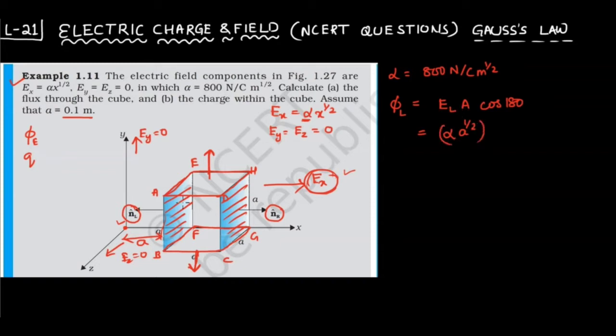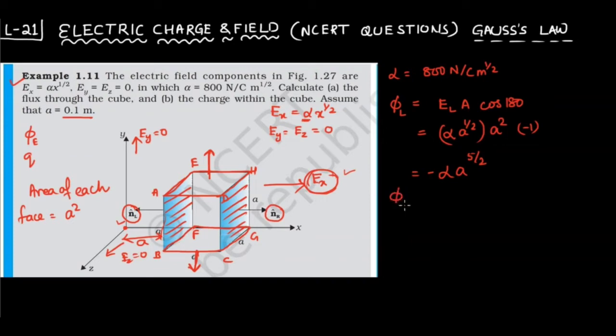And what is A? A is the area of ABFE. We know that all the faces of a cube are squares. So if a is the side of the cube, then the area of each face will be a square. Is that clear? So in place of A, you can write a square, and cos 180 is -1. So that is equal to alpha a to the power 5 by 2, and we have to give a negative sign here. This is the value of phi L.